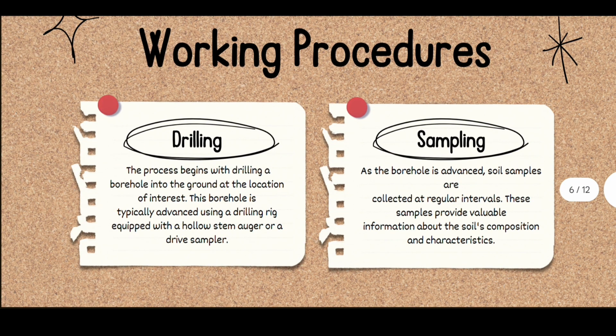Now the working procedures. What should we do with this method? First, we start drilling. This process begins with drilling a borehole into the ground at the location of interest. The borehole is typically advanced using a drilling rig equipped with a hollow stem auger or a dry sampler. Then sampling. As the borehole is advanced, soil samples are collected at regular intervals. These samples provide valuable information about the soil composition and characteristics.